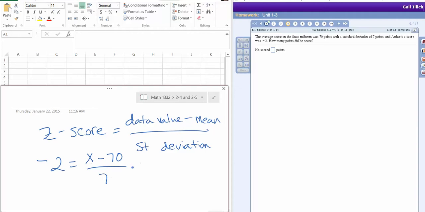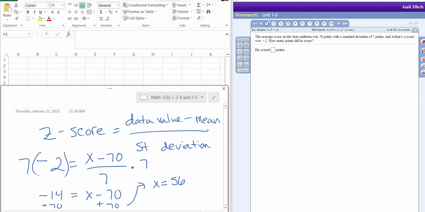So the first thing we'll do is multiply both sides by 7. And so that would be 7 times -2 is -14, which is equal to x minus 70. And then we will add 70 to both sides. And we will get x is equal to -14 plus 70, which is 56. Or you could say 70 minus 14, which is 56. So he earned a 56 on the test.